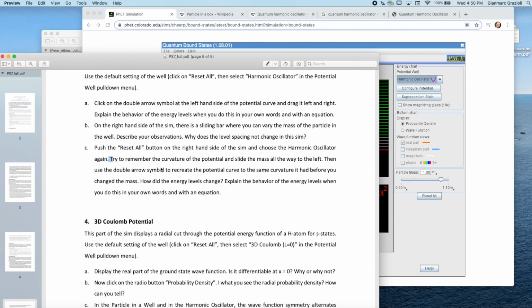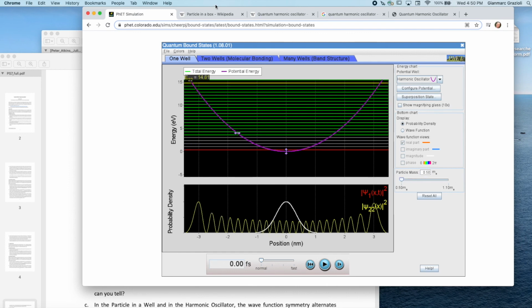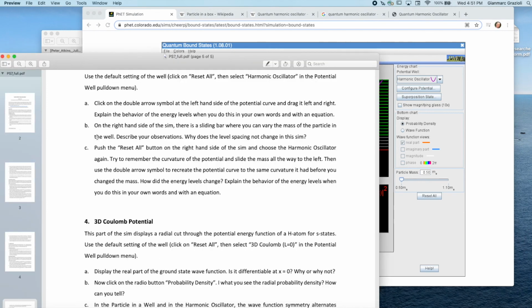Okay, try to remember the curvature of the potential and slide the mass all the way to the left. As I said, the curvature of this spring is kind of like the spring getting looser or stiffer, that's what we're seeing here. So if we slide the mass all the way to the left, this is kind of equivalent to a looser spring. Then after we do that, use the double arrow to recreate the potential curve that we saw before.